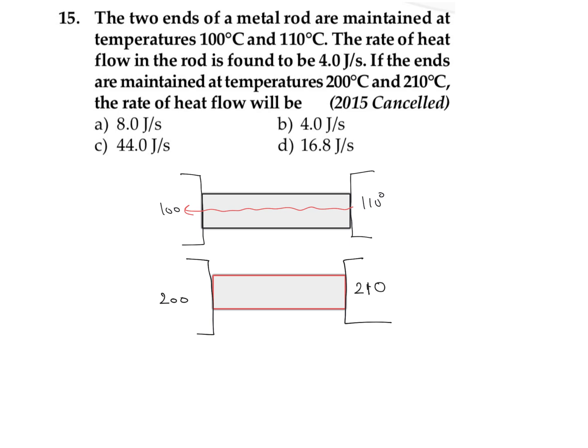the temperature as 210. But you can observe that in both situations, the difference in temperature, delta T, is the same. So delta T is 10 in the first situation, and here also the difference in temperature is delta T, which is also equal to 10.